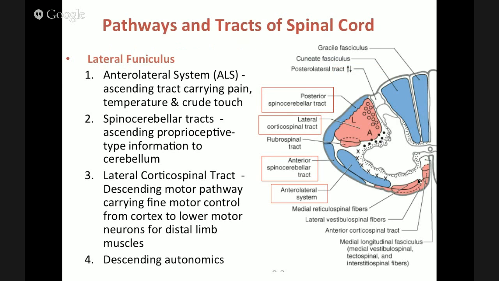In the lateral funiculus, there are both ascending and descending pathways. So we have the major descending tract, the lateral corticospinal tract, present within that lateral funiculus here. This is the pathway which is important for fine motor control, for fine fractionated movements of the distal extremities.